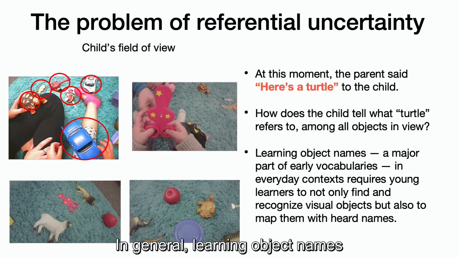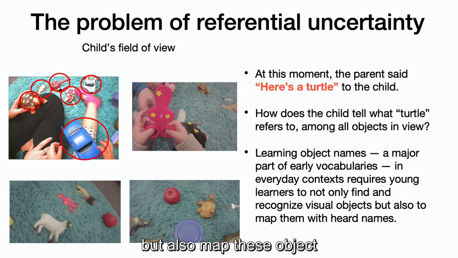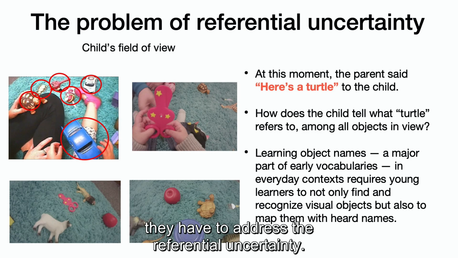In general, learning object names in everyday context requires young children not only to find and recognize visual objects, but also to map these objects to the names that they heard. And of course, they have to address the referential uncertainty.